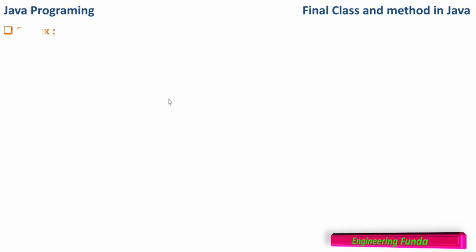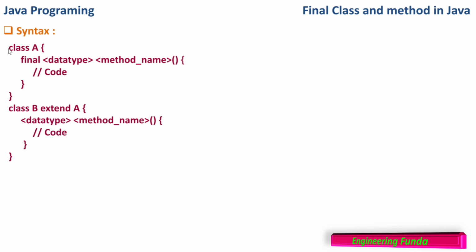Now let us see the syntax of a final method. There is a class A, and this is the general syntax of a method. First we write the data type and the method name and the code. There might be arguments, and we write this final keyword in front of this. So when we do this, and class B extends A, there will be methods here in B, but this method will not be available. It cannot be overridden.